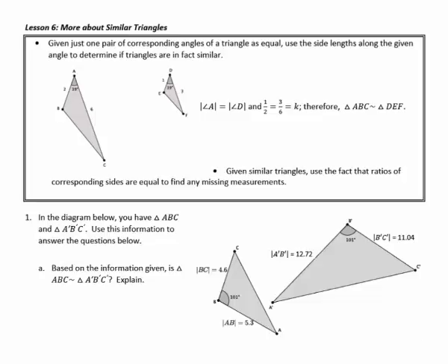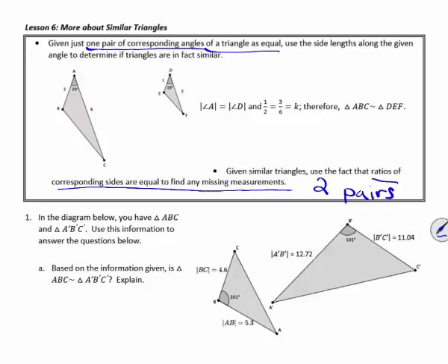So if I have one pair of corresponding angles that are equal, I can also use the side lengths to show that they're also similar. So I have one pair of corresponding angles and the ratios of the corresponding sides are equal. But you have to have two pairs for that. All right, so let's see what we're talking about here.